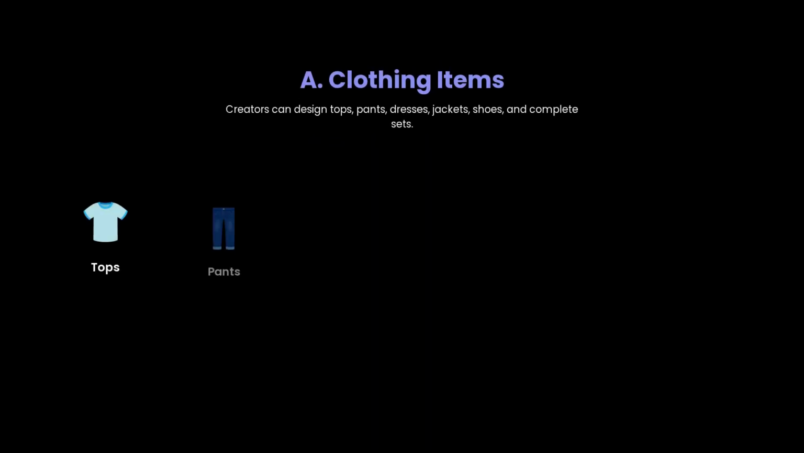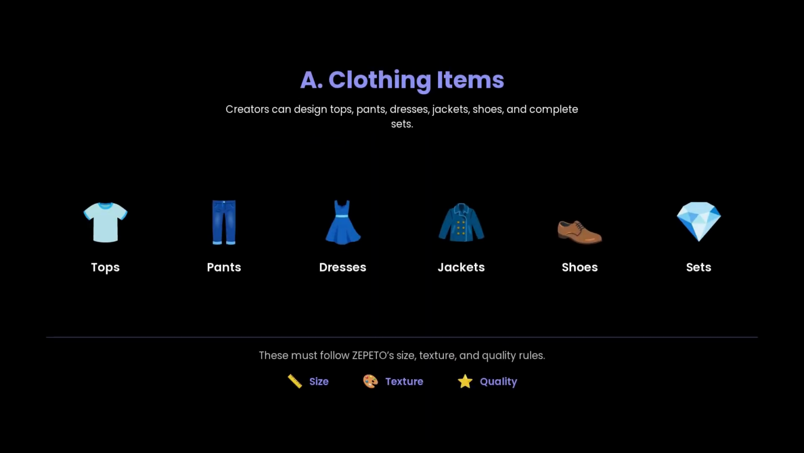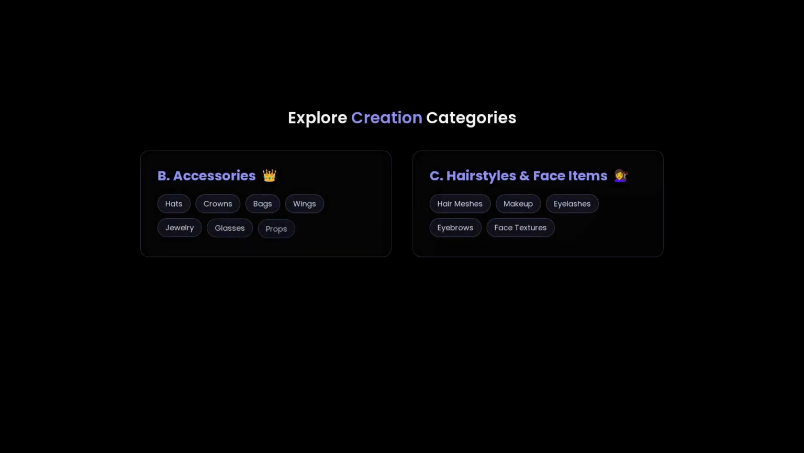Studio offers multiple categories of creation. Each has its own workflow. A. Clothing items. Creators can design tops, pants, dresses, jackets, shoes, and complete sets. This must follow ZEPETO's size, texture, and quality rules. B. Accessories includes hats, crowns, bags, wings, jewelry, glasses, and props. C. Hairstyles and face items. Advanced creators can design hair meshes, makeup, eyelashes, eyebrows, and face textures.